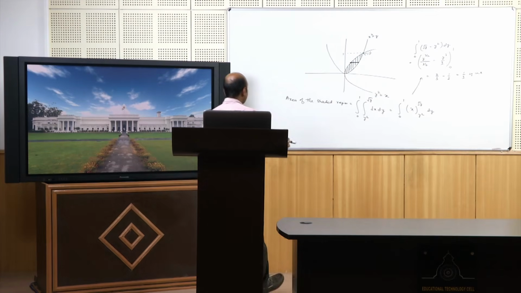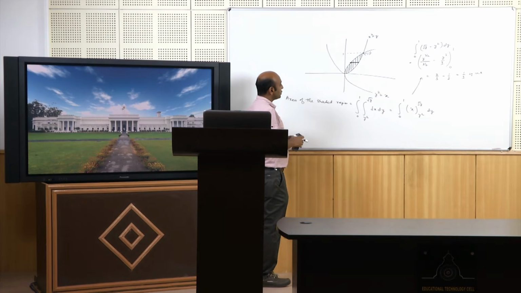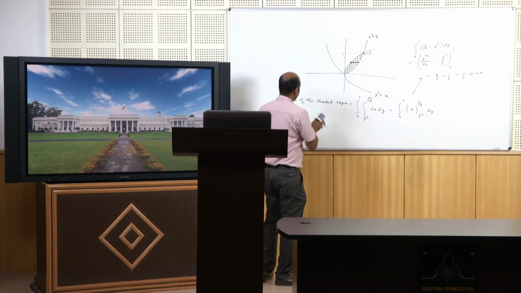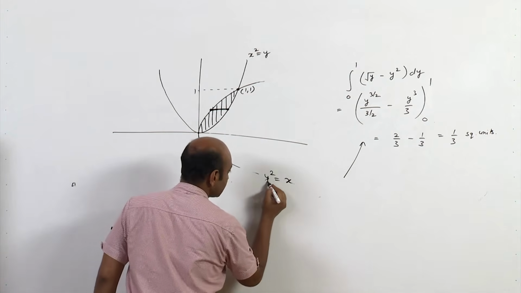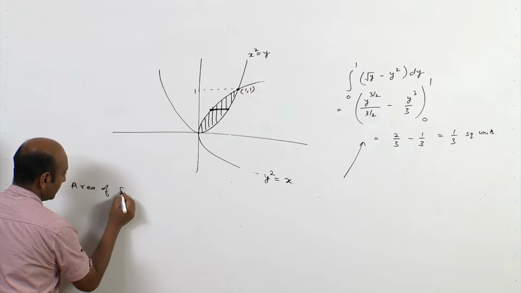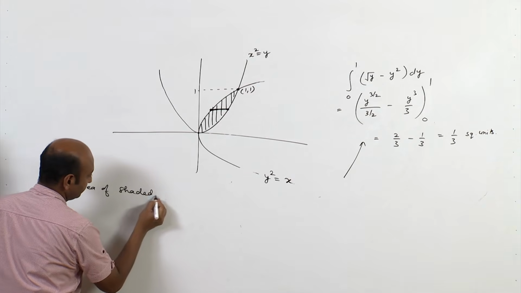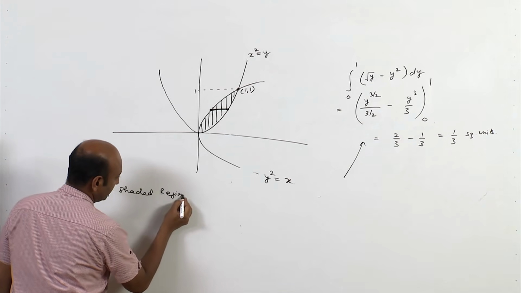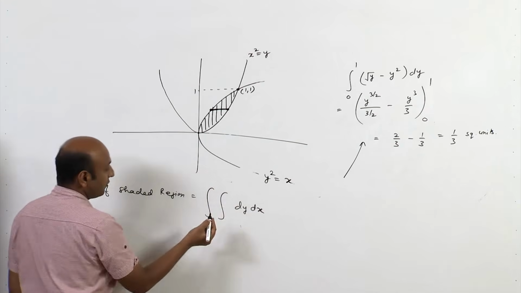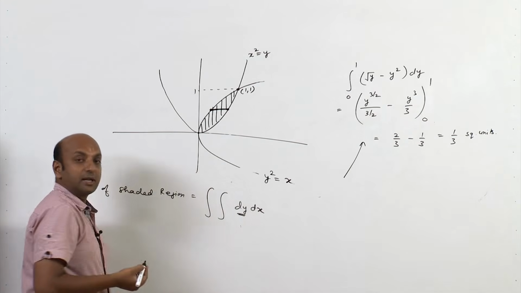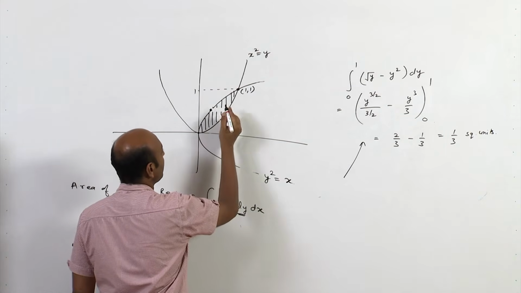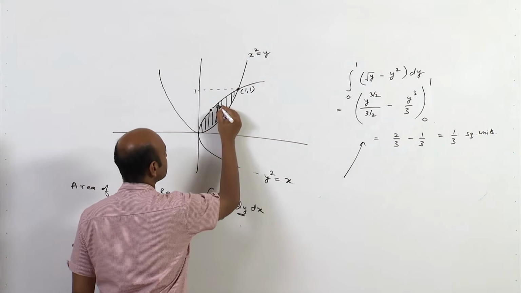Now this area can also be found if instead of taking dx dy, we take dy dx, okay. Suppose we take dy dx. So area of the shaded region is equal to double integral. Suppose we take dy dx. Now if you are taking dy first, take a strip parallel to the y axis. So instead of taking a strip parallel to the x axis, take a strip parallel to the y axis.